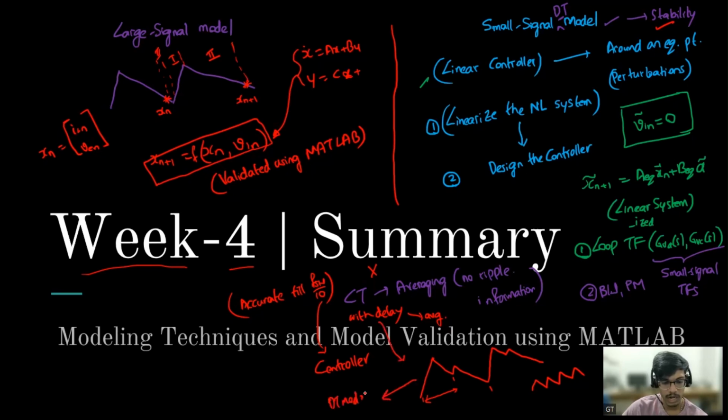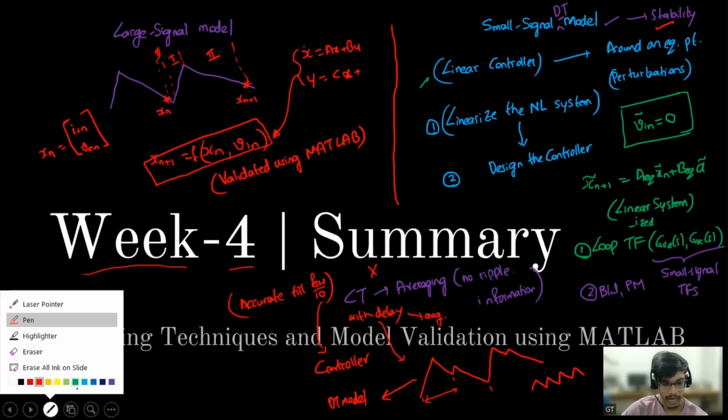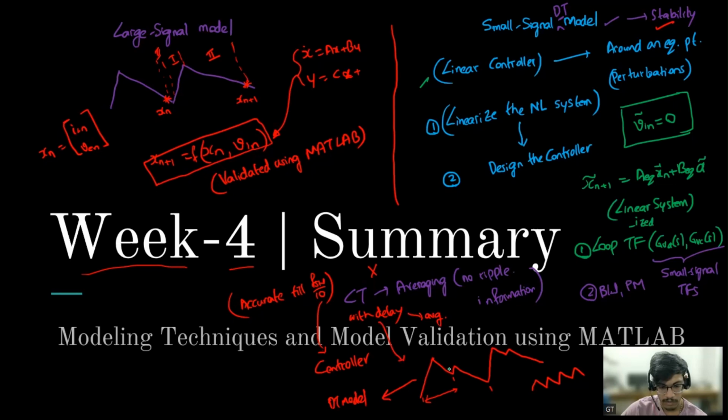Say if you consider the large signal DT model, where we are considering the samples. So if I consider the large signal DT model, it will give me a sample here, and a sample here, and a sample here, and a sample here. So in the large signal DT model, we are actually considering the ripple information. So it will be able to capture this. Similarly, the small signal DT model will be able to capture this.